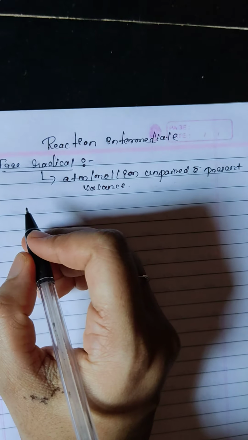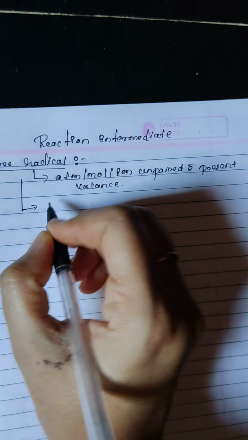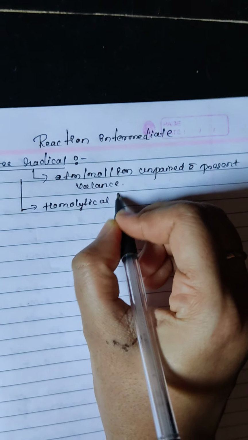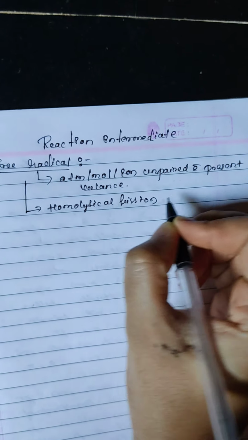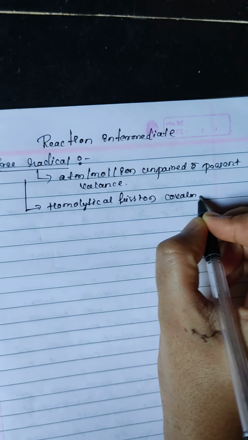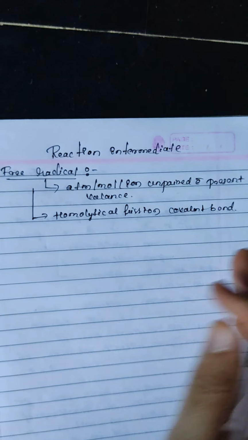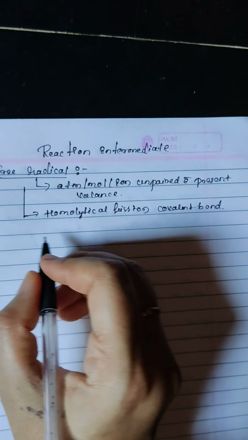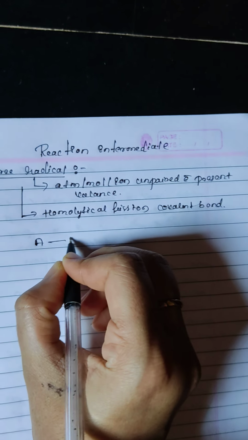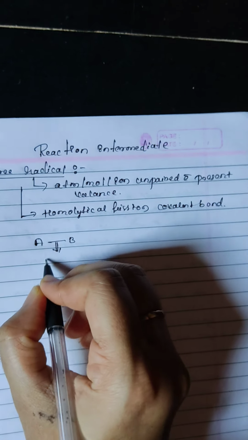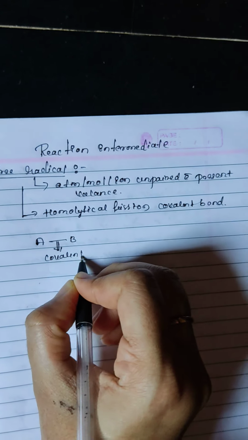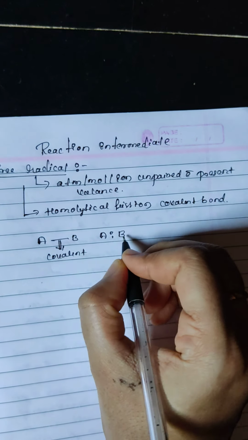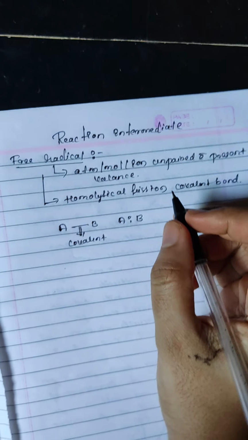Next point is homolytic fission of a covalent bond. Consider the covalent bond between the two atoms A and B. This is called a covalent bond. These A and B are the free radicals that are attached.